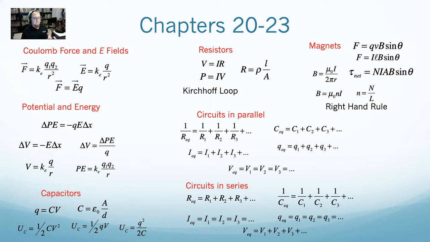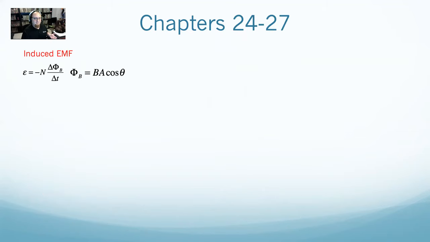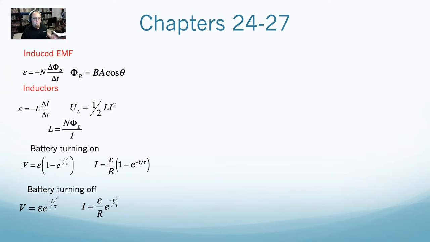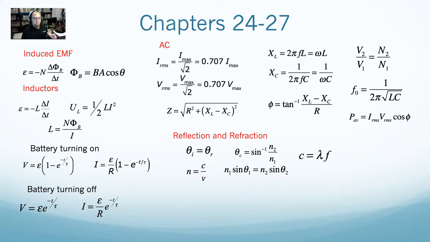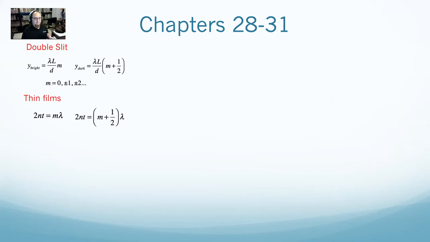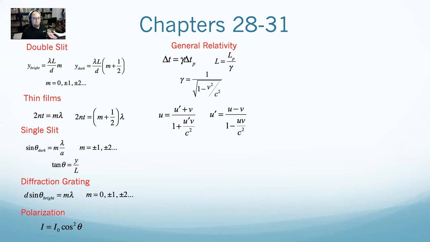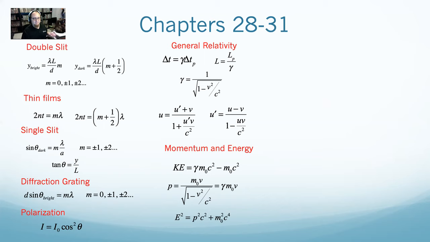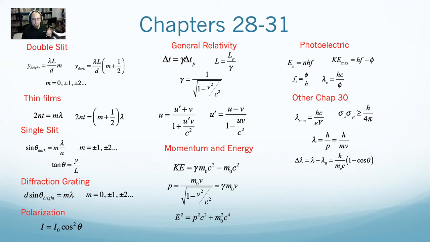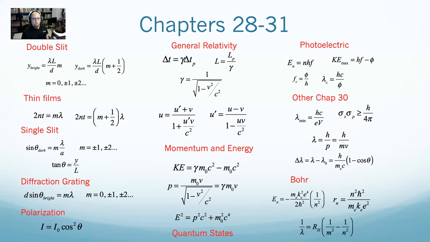Now, tied into magnets could also be induced magnetic fields, which isn't there. If you need induced magnetic fields, there you go. There were also inductors. There was AC circuitry. Reflection and refraction. Lenses and mirrors. And the new stuff: double slit, thin film, single slit, diffraction gratings, polarization. From chapter 29, here's all relativity, plus the kinetic energy stuff. From chapter 30, photoelectric effect, and the other stuff in there. And from 31, all the equations in 31 was the stuff from the Bohr model. But you should also know your quantum states. That's the breakdown. Okay?